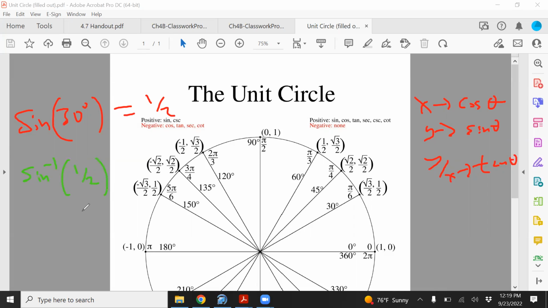Okay, what if I did that instead? In green. Inverse sine of 1/2. What this means is find the angle for which, guys, quiet please. Find the angle for which sine theta equals 1/2.